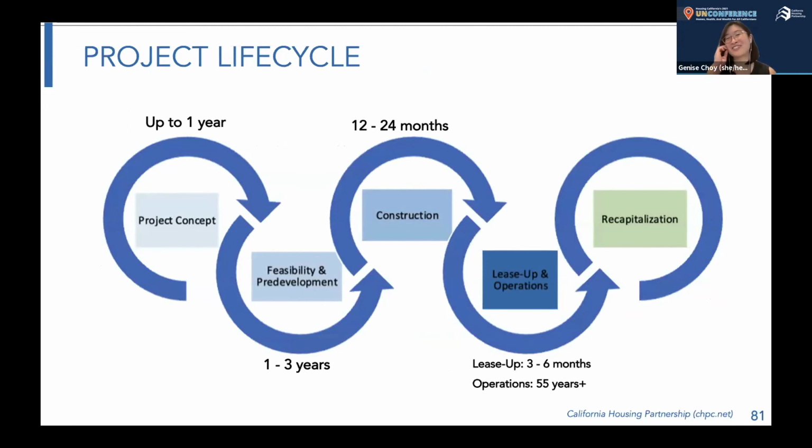All right. And then after the next 15, 20 years of use after rehab, you start it all over again when the capital needs assessment comes back saying that the project needs more work. And that is it for our presentation.